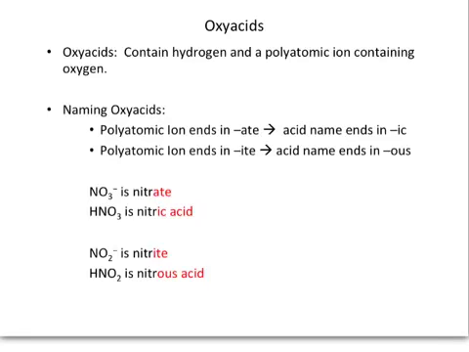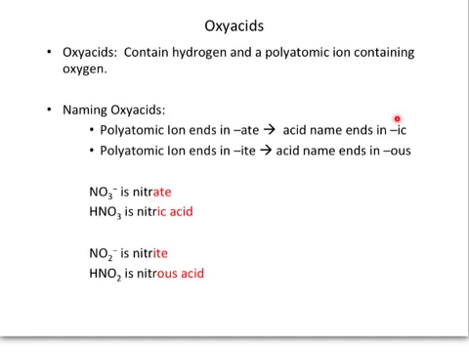In the previous video, we looked at naming binary acids. In this video, we're going to look at naming oxyacids. Oxyacids contain hydrogen and a polyatomic ion that has oxygen in it. When we're naming oxyacids, we just change the name of the polyatomic ion. So if the polyatomic ion ends in ATE, then the acid name ends in IC.